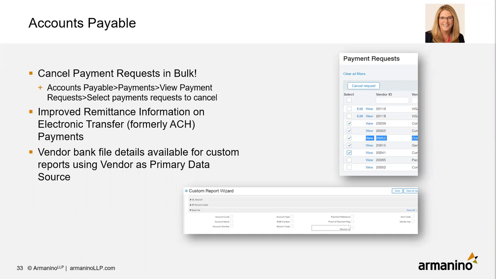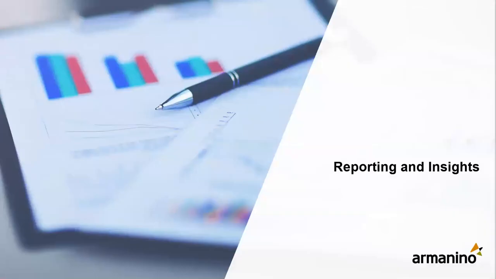They've also improved the remittance information available on your electronic payments. Note that they have changed the name of electronic, which was previously known as ACH, to electronic transfer payment. And finally, the vendor bank file details are now available for custom reports using the vendor as a primary data source. Next screen. Excellent. And we're back to you, Irene.